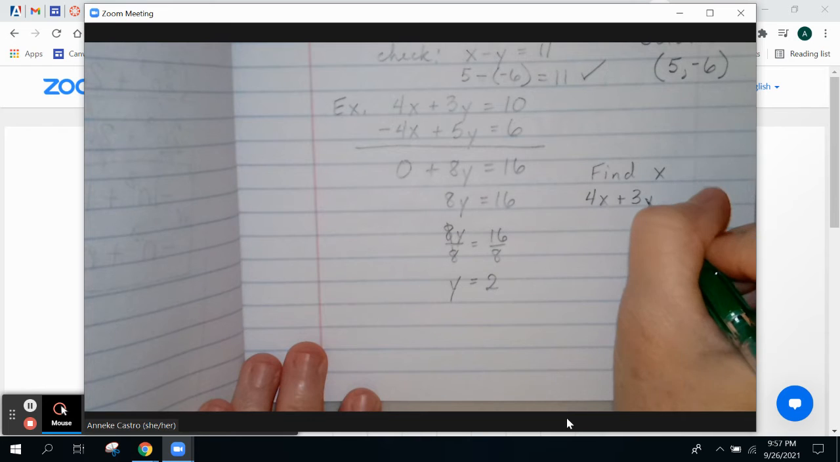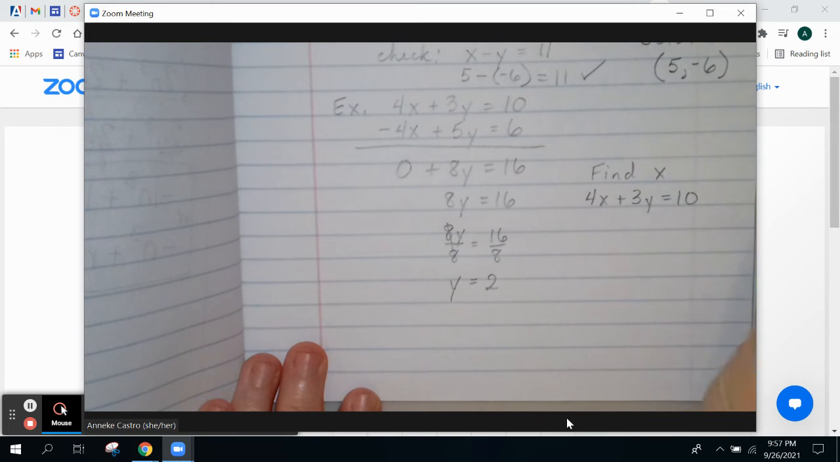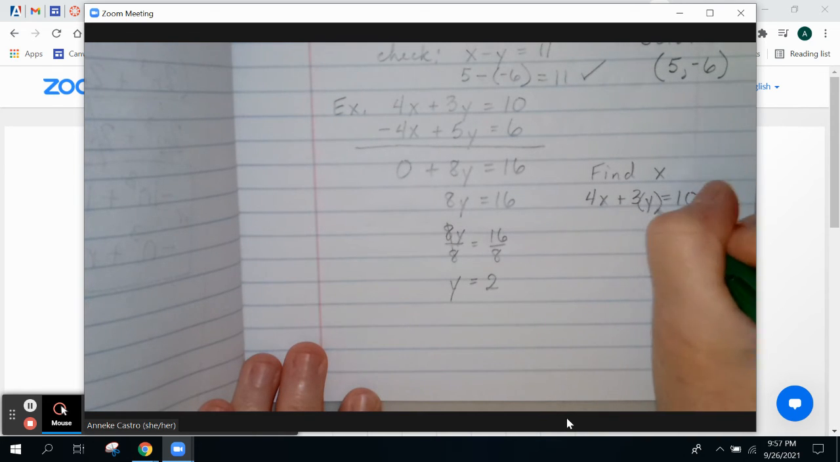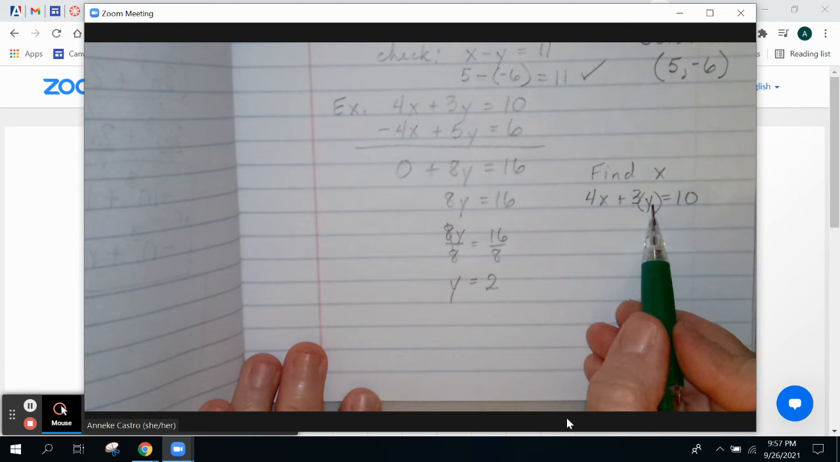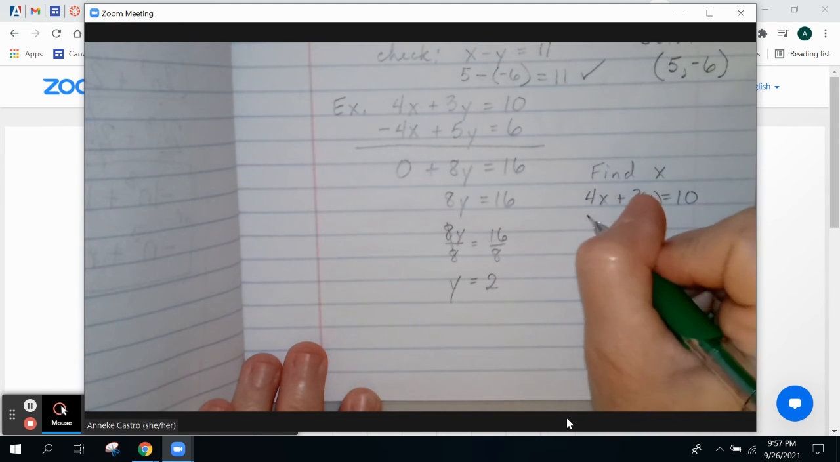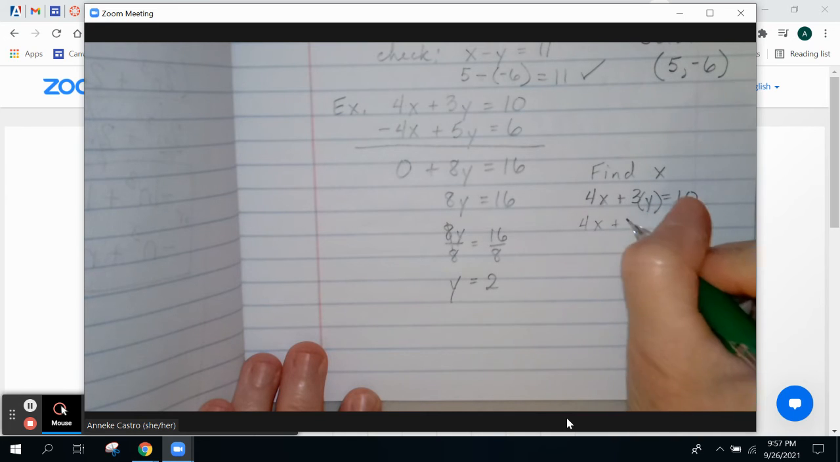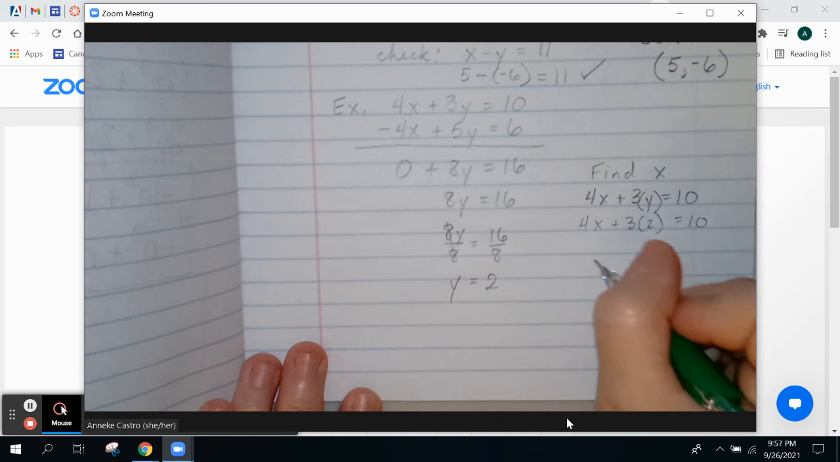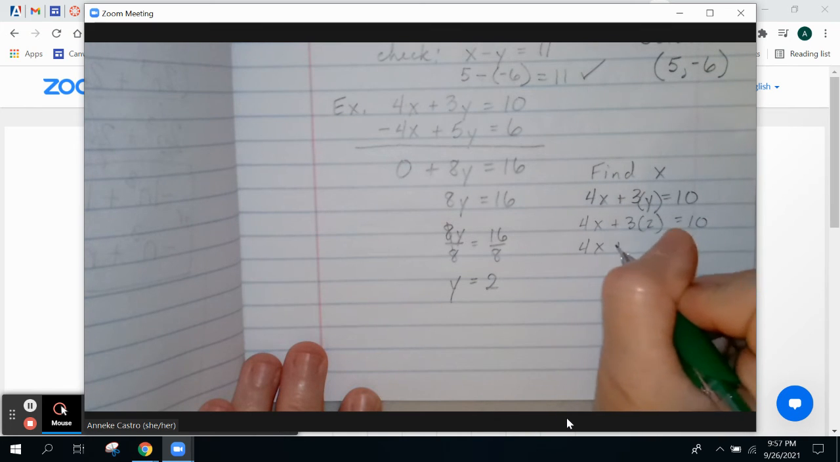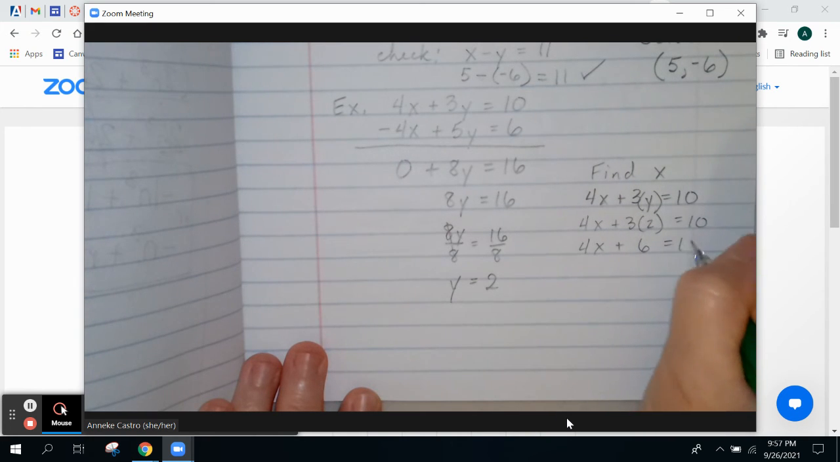So I'm going to copy down that first equation, and I'm going to substitute in 2 for the y. Be really careful that you're putting it in for the right number. I have the y this time, so I have to replace the y with 2. So I have 4x plus 3 times 2 is equal to 10.